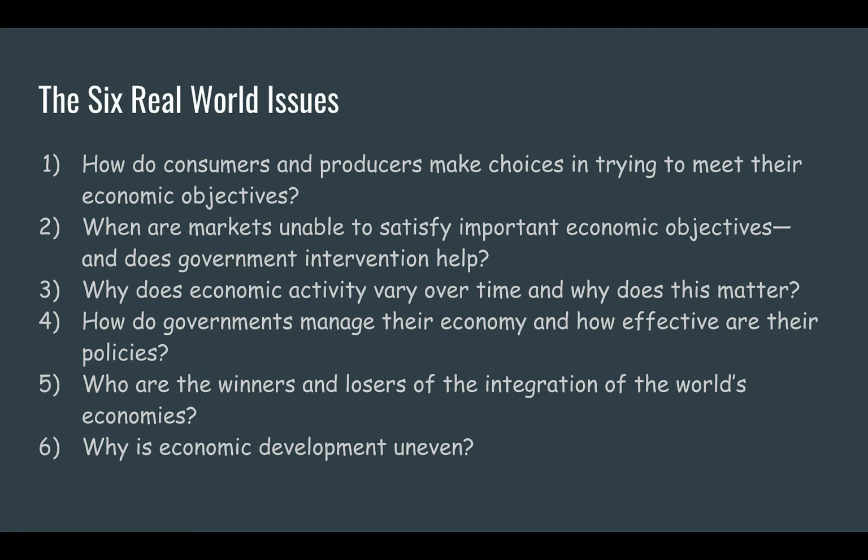Now, the 6 real-world issues are: first, how do consumers and producers make choices? We know from scarcity that choices exist, and then we have opportunity costs. So how do these groups, consumers and producers, make choices in trying to meet their economic objectives? Essentially, we assume that consumers are utility maximizers. They want to get the most happiness, which is utility, from consuming the goods and services they can with their limited income. And producers are profit maximizers. They want to reduce costs and increase revenue with a view to making the most profit possible from selling their goods and services to consumers.